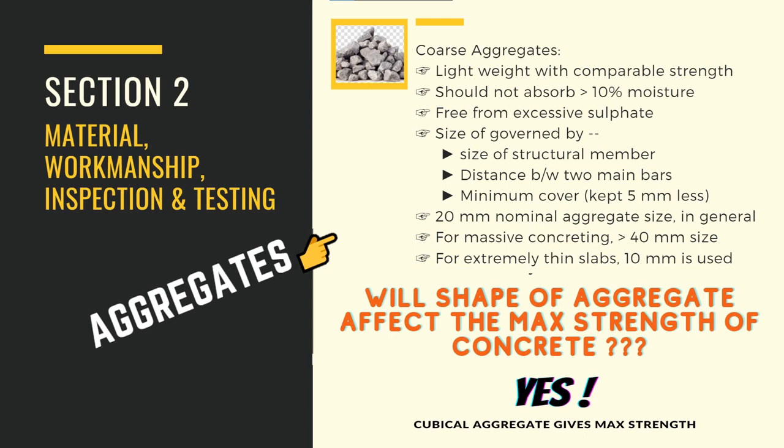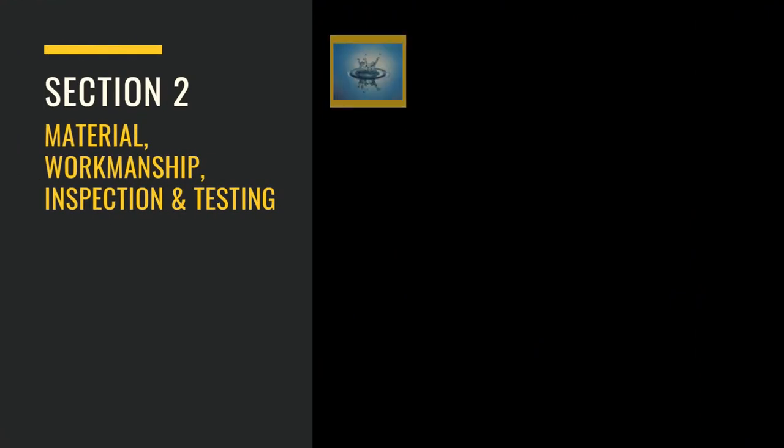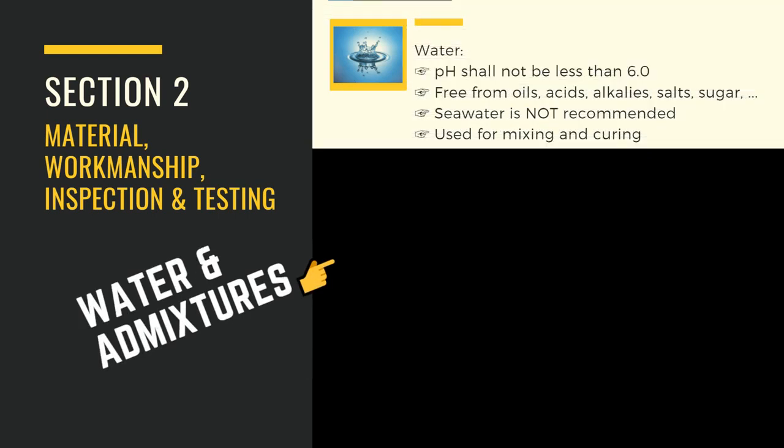So far we have covered cement and aggregates, and then we move on to water and admixtures and other materials. Now coming to water. So water should have pH not less than 6. Why? What is the criteria for not being less than 6? Because the water we are using should not be acidic. If you use acidic water or acidic liquid, there exist some corrosive properties.